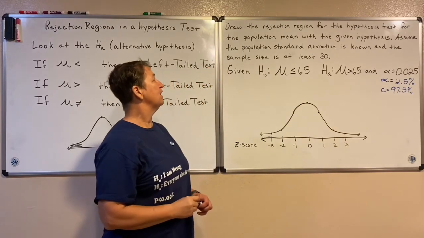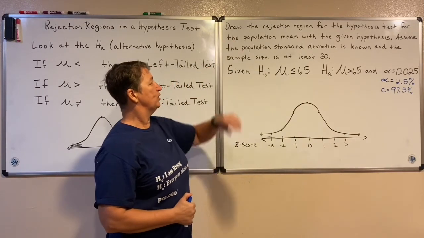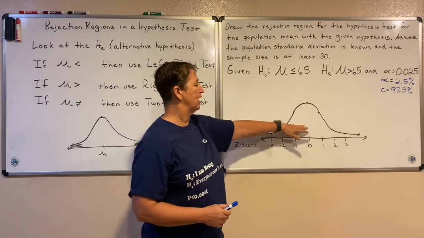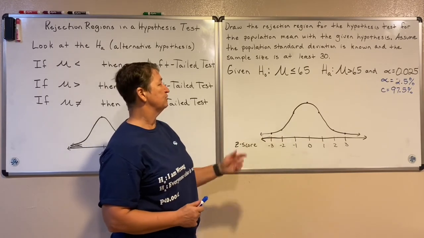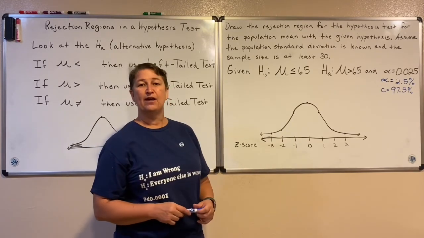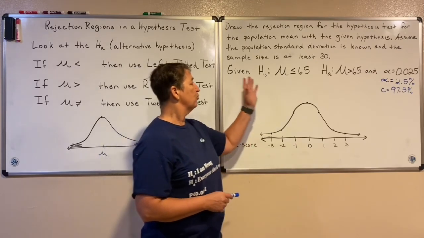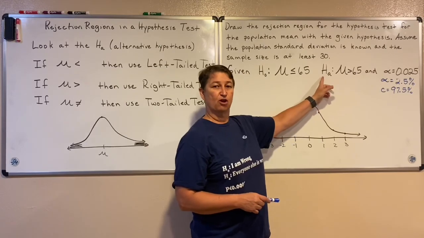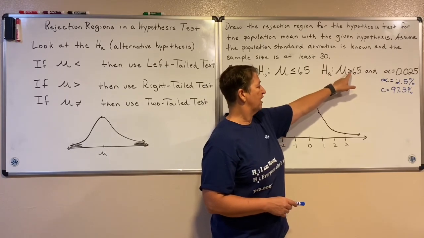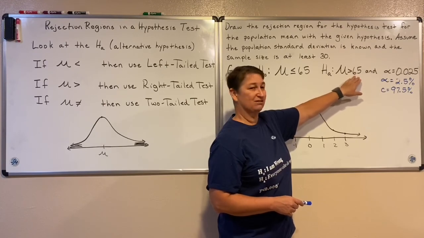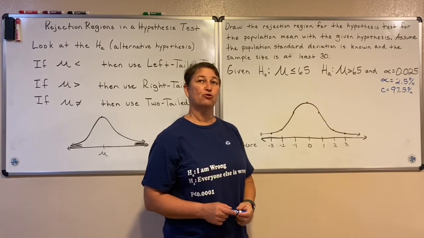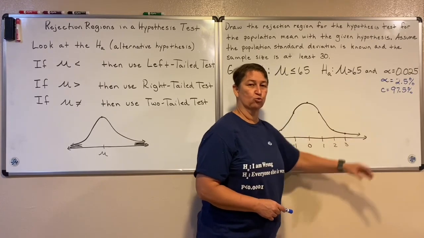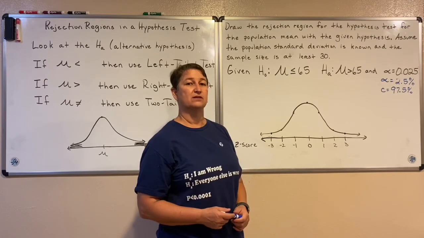So now if I look at that, I still am dealing with drawing the rejection region, and I still have a normal shape to my sampling distribution because my population standard deviation is known and the sample size is at least 30. Remember, when I'm drawing this rejection region, what I really need to look at is this alternative hypothesis. And in this case, I'm looking for something that is greater than 65. So that tells me I'm looking for a test statistic that is to the right, greater than. So I'm going to be performing a right-tailed test.